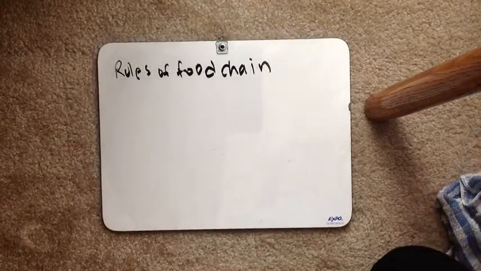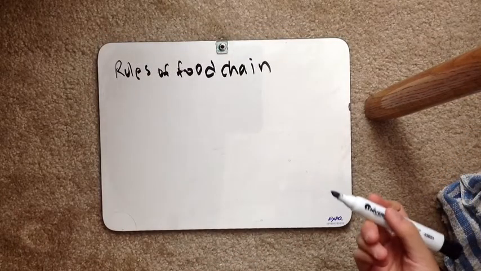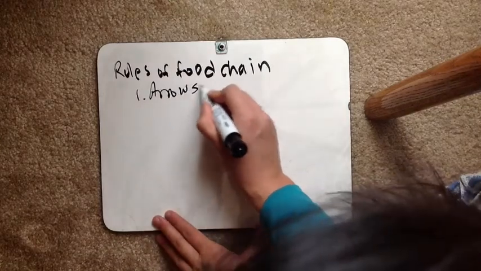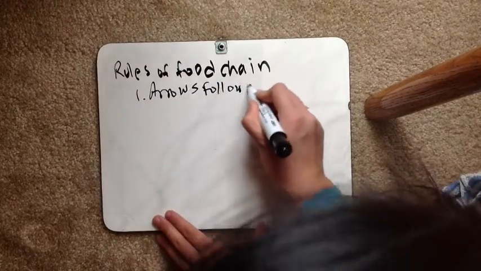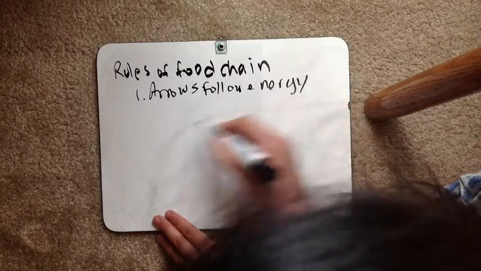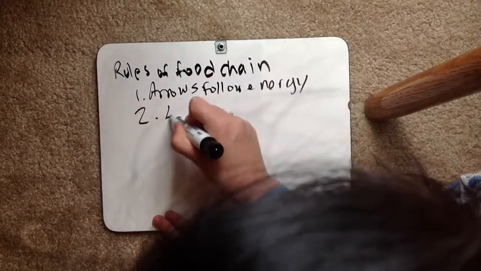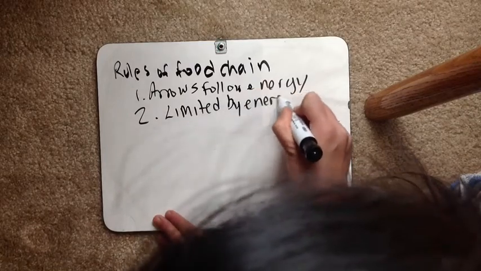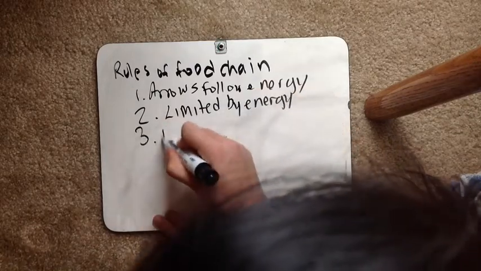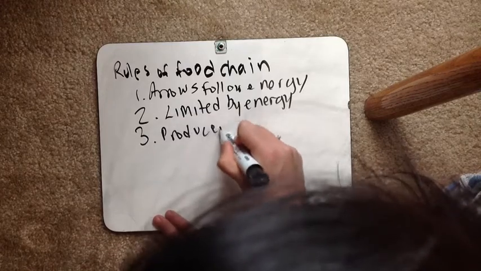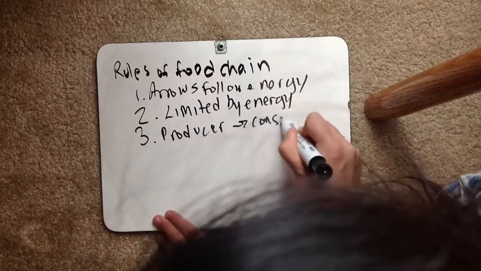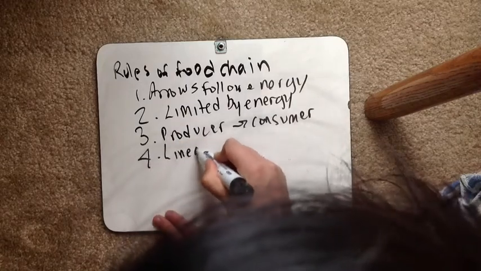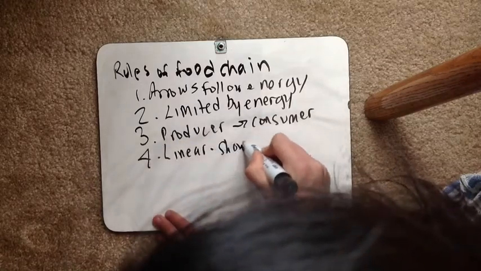So now for some rules of a food chain. We know that in a food chain there are a couple of rules we follow. Arrows follow the energy. Food chains are limited by energy. And they always start with the producer and move to a consumer. They're also linear, and they only show one relationship.